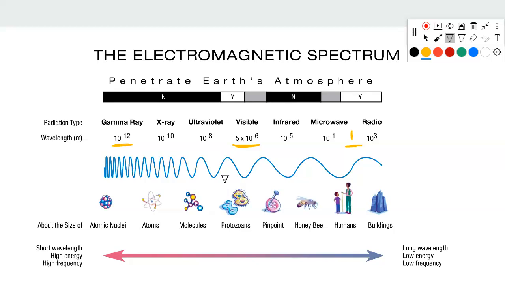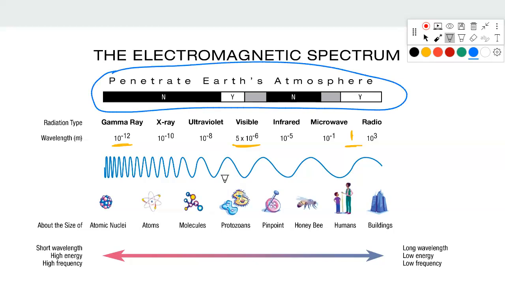And then also at the top here, this chart tells if that type of radiation penetrates the atmosphere. So the Y means yes and the N means no. And you see that the type of radiation that penetrates the atmosphere is mostly focused around the visible range, which is no coincidence, right? Our eyes evolved to see this type of radiation because it's the type of radiation present on the surface of Earth.